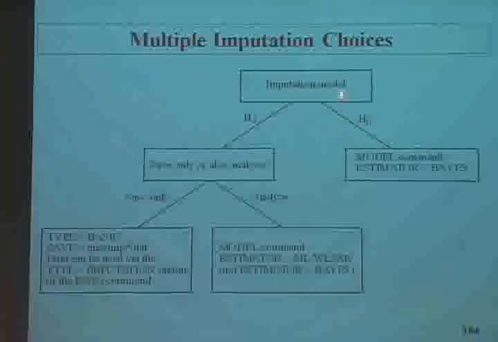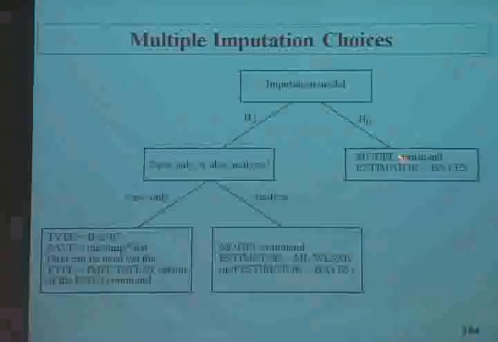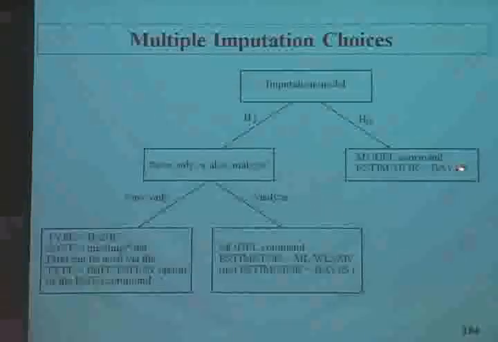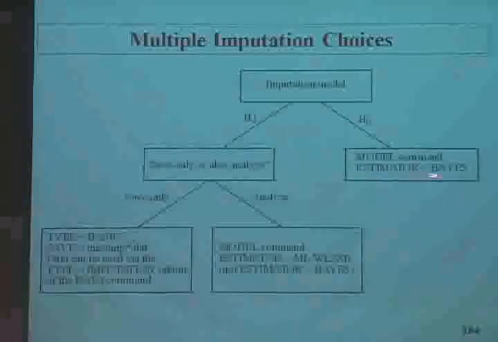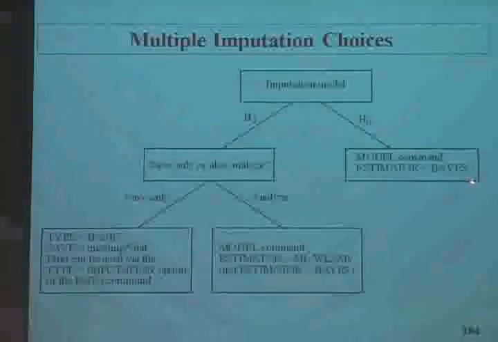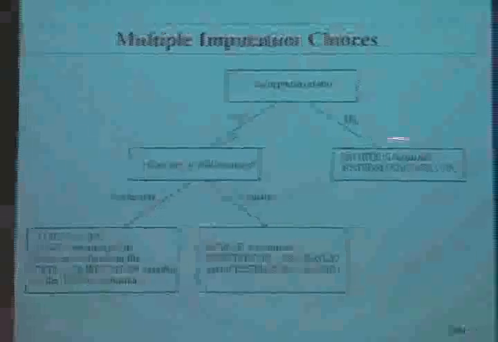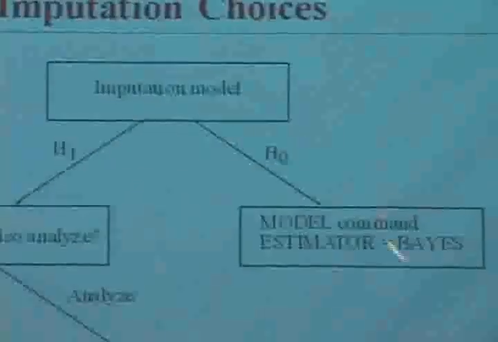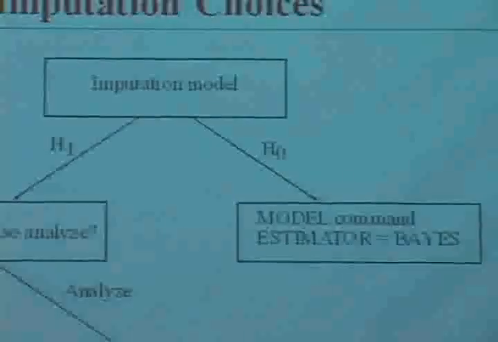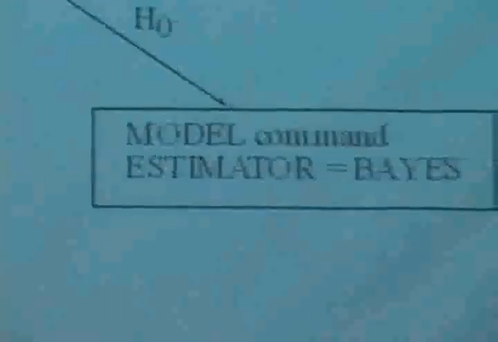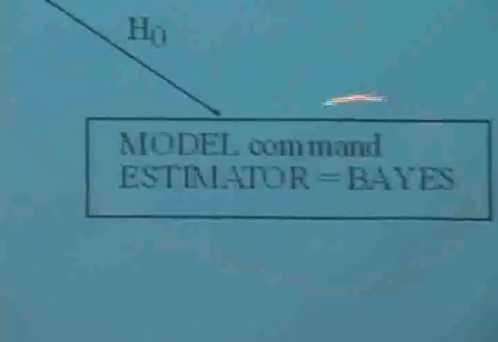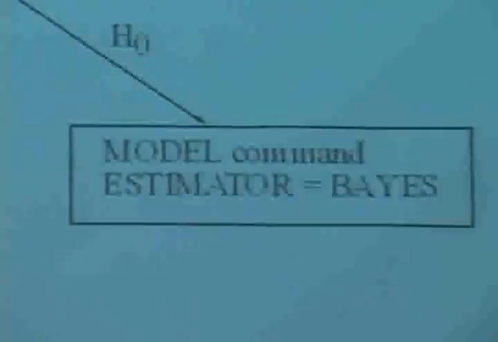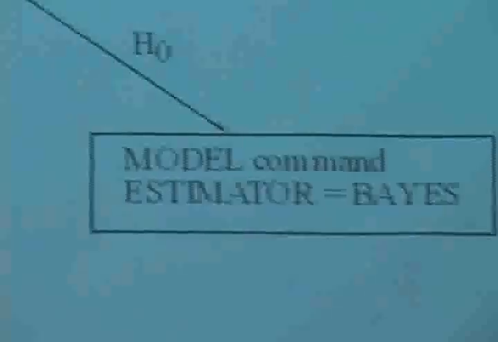If you decide to use a restricted model, you actually have to include the model in your input, and basically you have to say estimator equals Bayes. And again, what's going to happen here is that particular model that you put in the input is going to be estimated. After the estimation, we'll continue to draw until we get enough imputations. So that's one branch, one possibility to do imputations in Mplus. The second one is this branch.